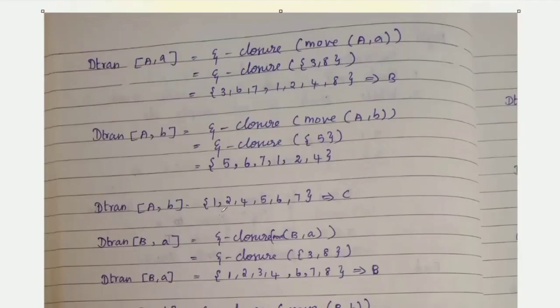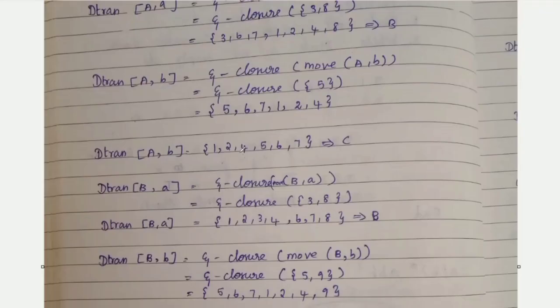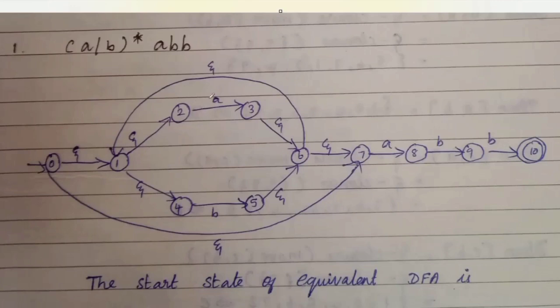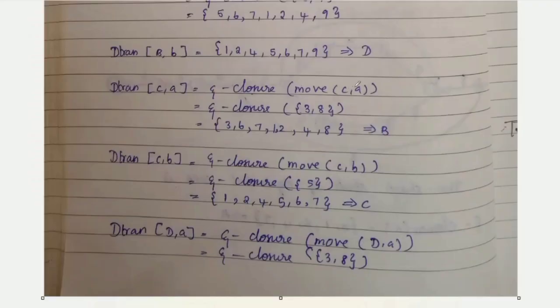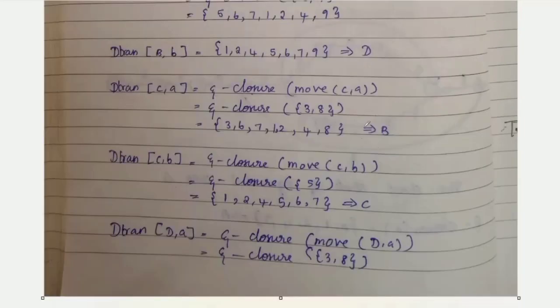From state C, we have a different set of numbers, {1, 2, 4, 5, 6, 7}, and apply the inputs a and b. DFA transition of C comma a equals epsilon closure of move(C, a). In the given set, 2 and 7 lead to {3, 8}. Look at the transition diagram: 2 on seeing a symbol a reaches 3, 7 on seeing a symbol a reaches 8. Then move(C, a) is going to be {3, 8}. After that, compute epsilon closure of {3, 8}. We already found it to be {1, 2, 3, 4, 6, 7, 8}. We named it capital B, so this is B itself.